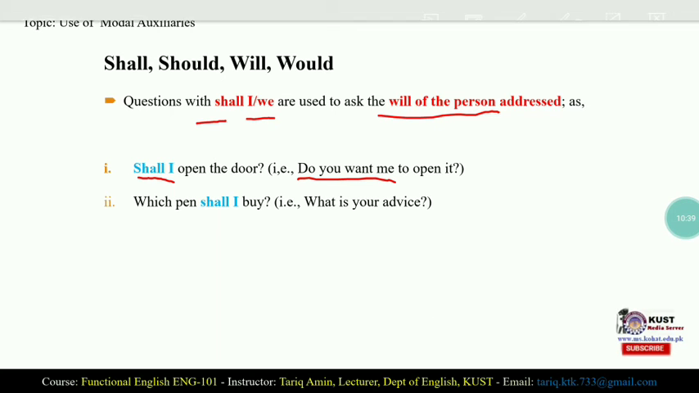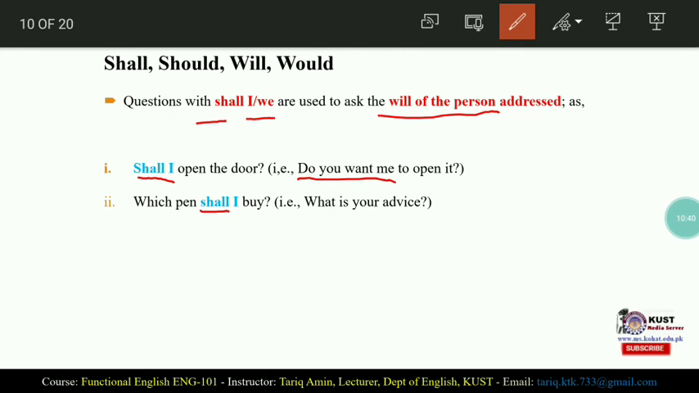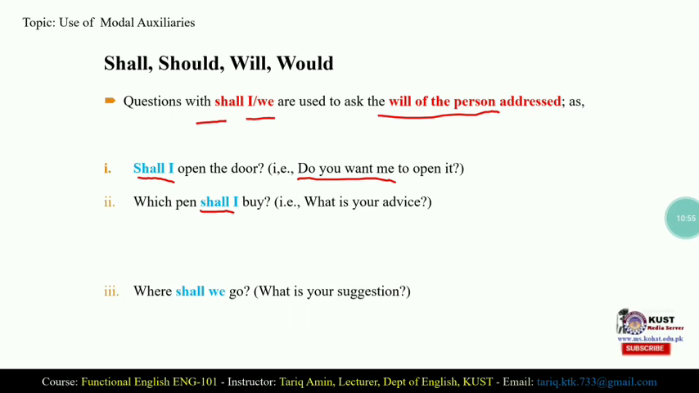And which pen shall I buy? Once again, in this example, shall I buy? What is your advice? You ask the will of the person. You ask the person which pen shall I buy? What do you say? What is your advice?